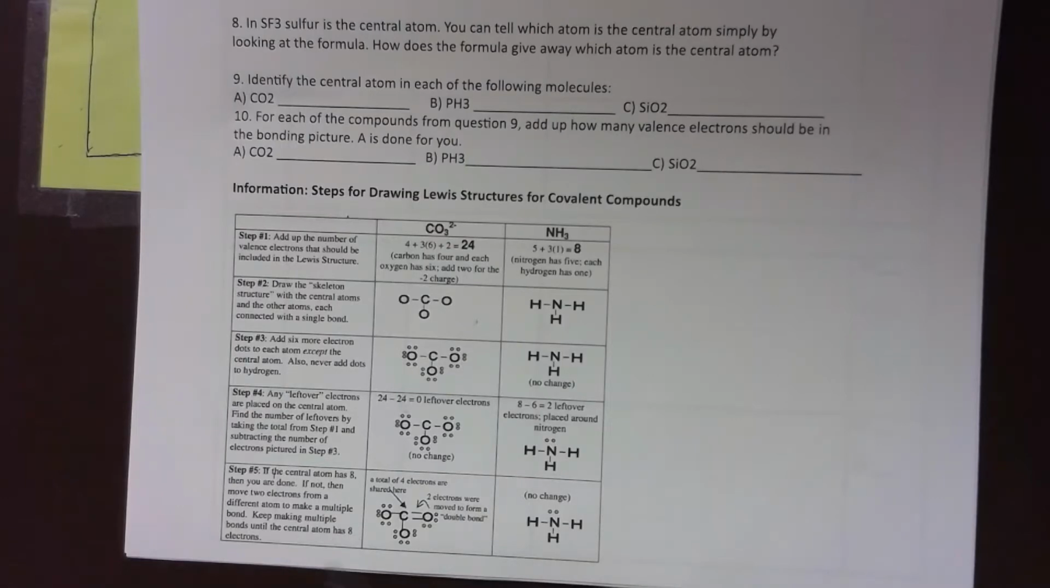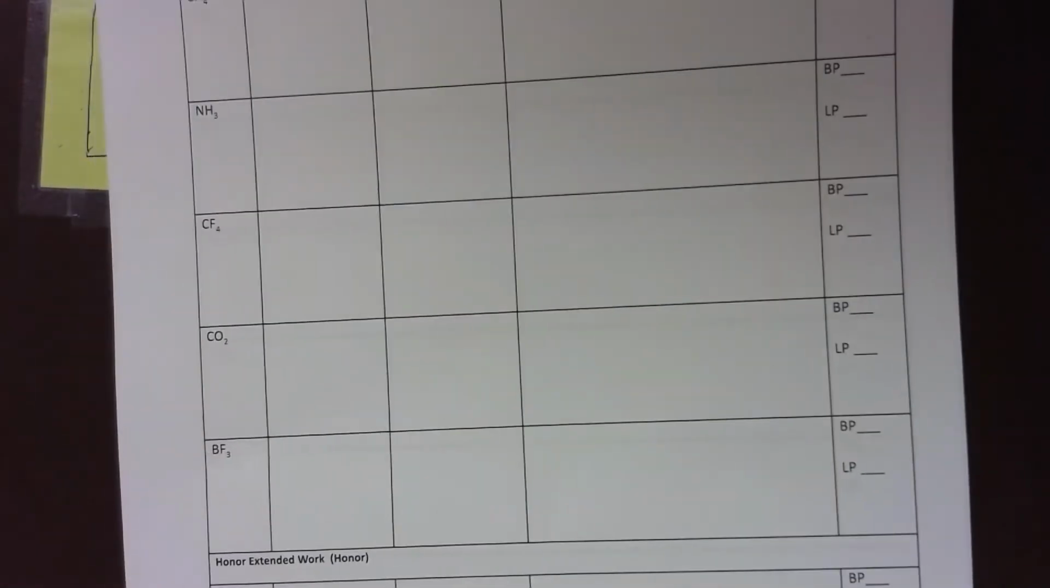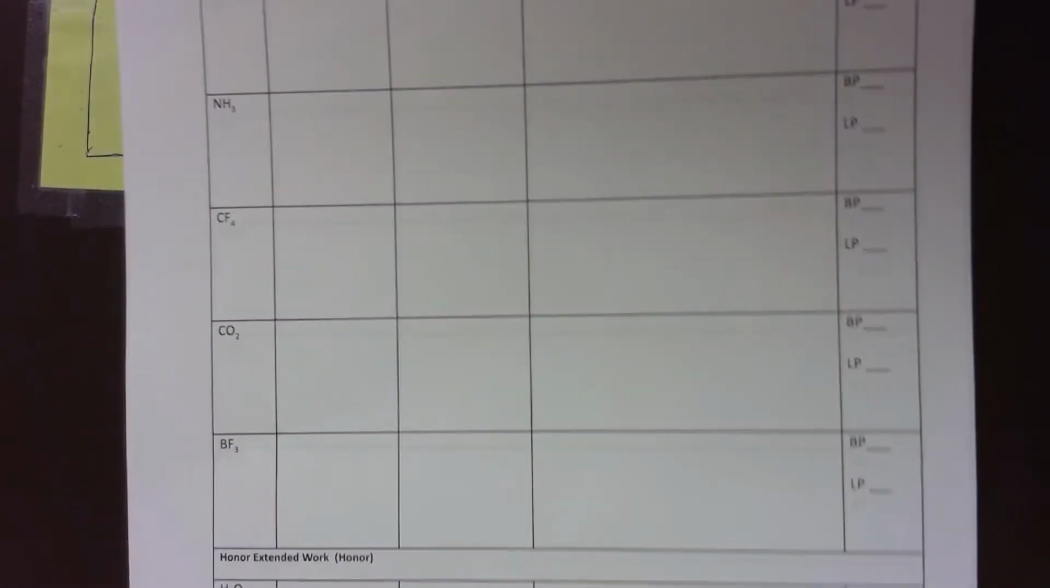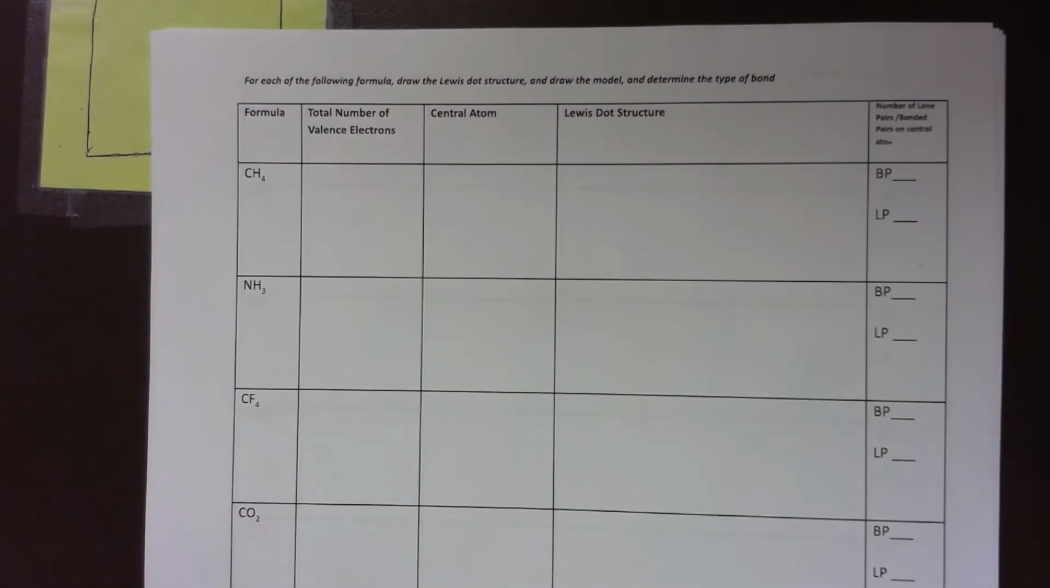Now, if there's any leftover and we see that we need to have more bonds, we add those in there as well. All right, moving on. Let's try one together. Covalent bonds. So carbon tetrahydride.